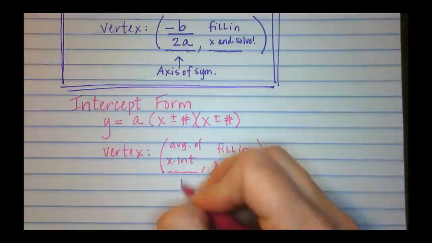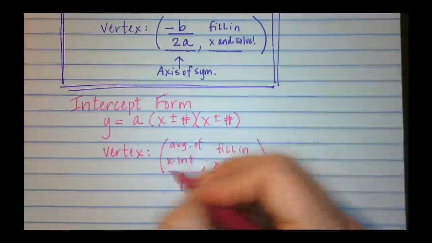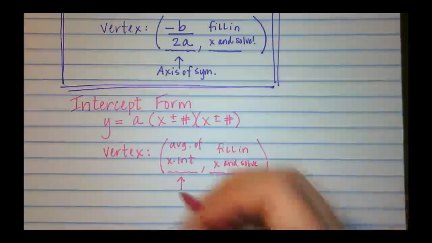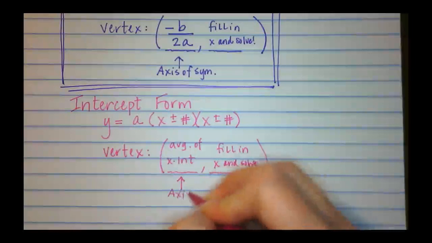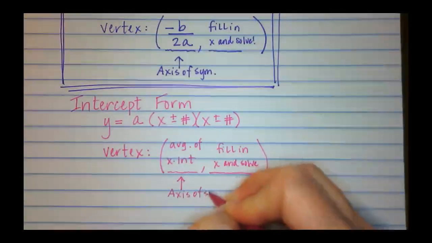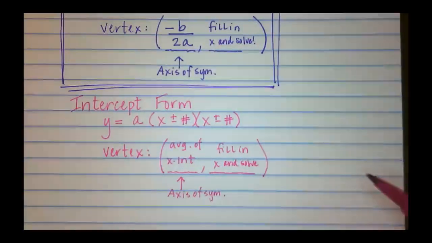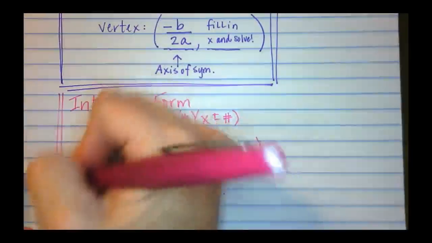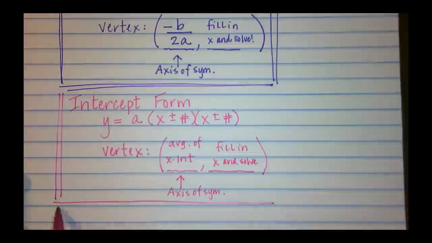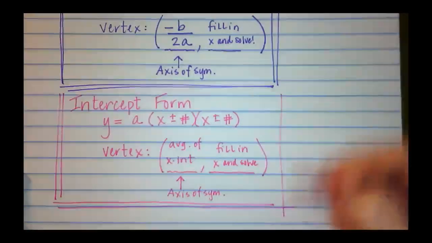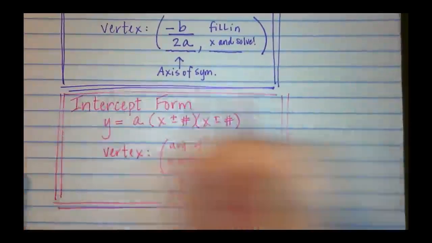And then, once again, once we know where the vertex is for the x value, that is our axis of symmetry, right there. So that's what we need to do if we have our intercept form. So there's intercept form for you.